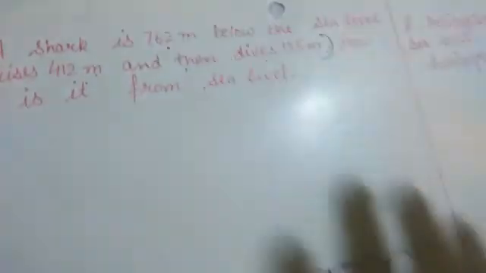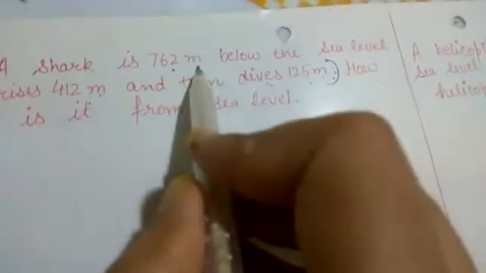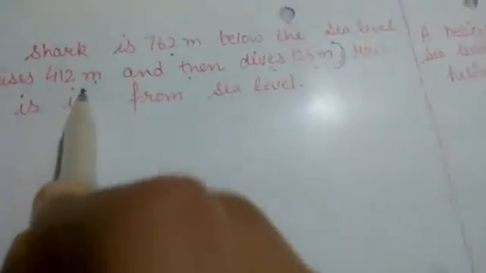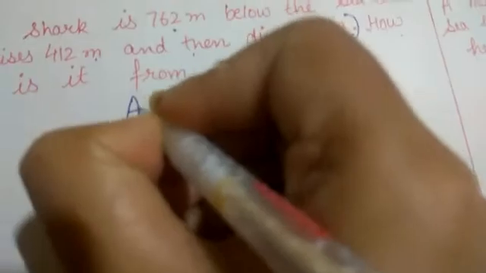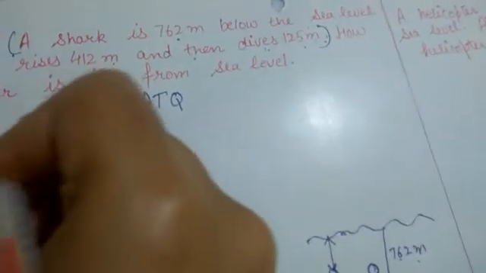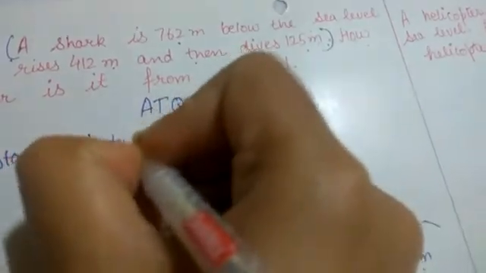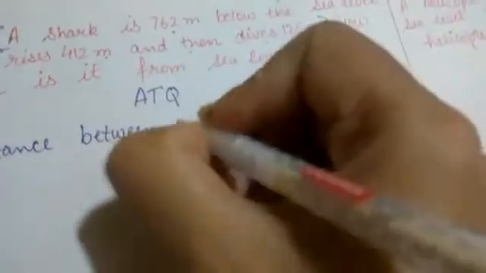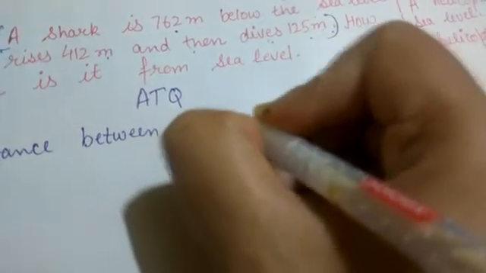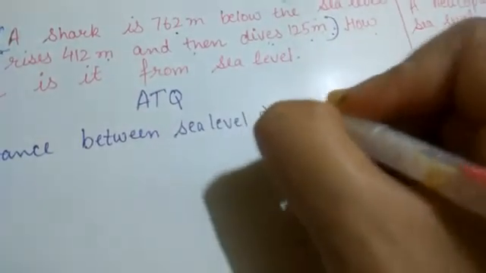Now what to do? In your fair notebook, just write from this line to this line fully. A shark is 762 meters below the sea level. It rises 412 meters and then dives 125 meters. And then write according to the question: we want to calculate the distance between sea level and shark.